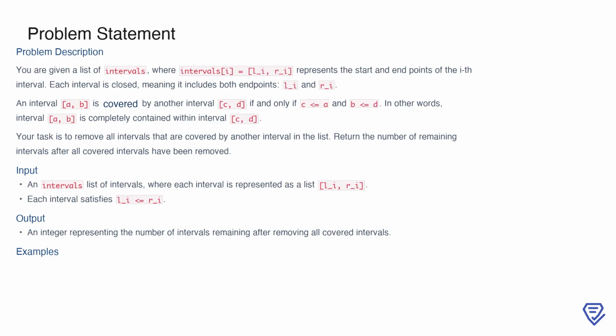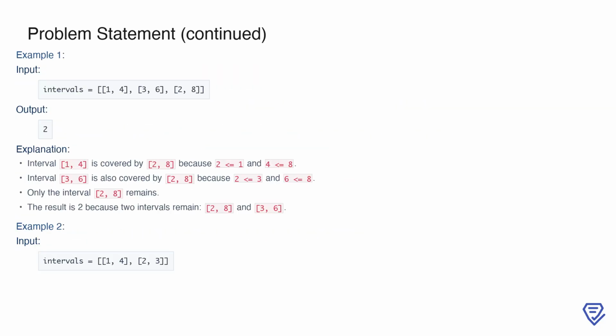Once you have removed all the covered intervals, you need to return the count of intervals that remain. The input consists of a list of these intervals, and you can assume that the start of each interval is less than or equal to its end. The output will be the total number of intervals left after removing the covered ones. Let's look at an example to understand this better.